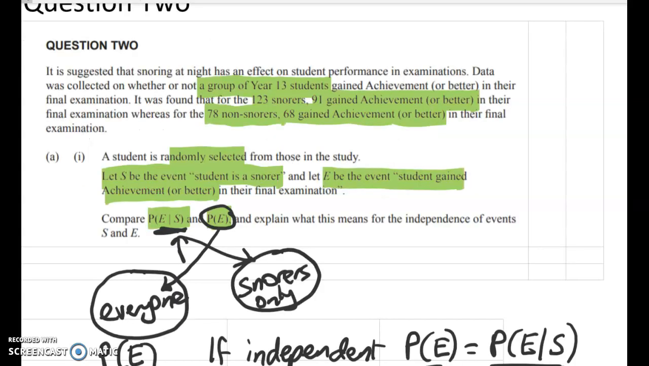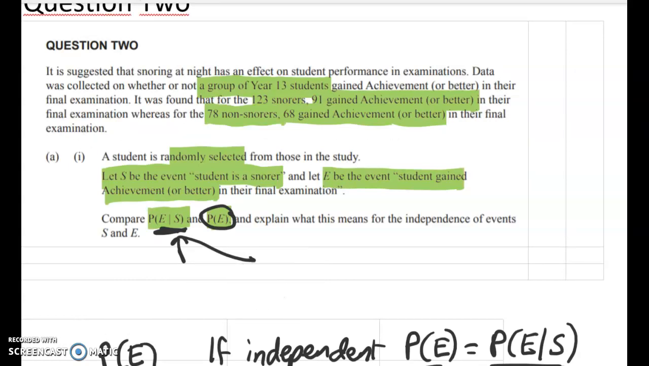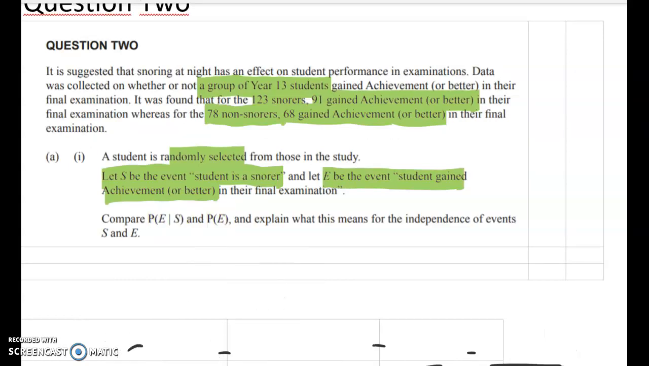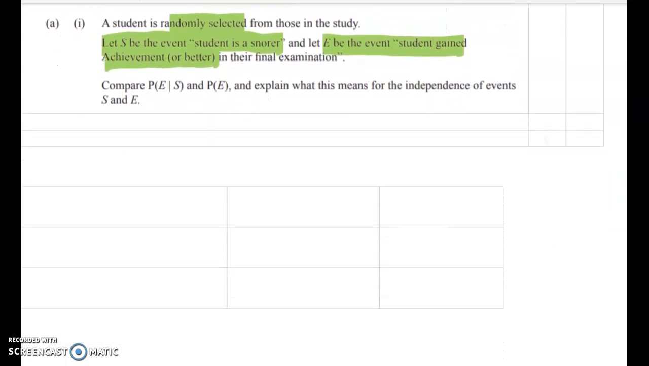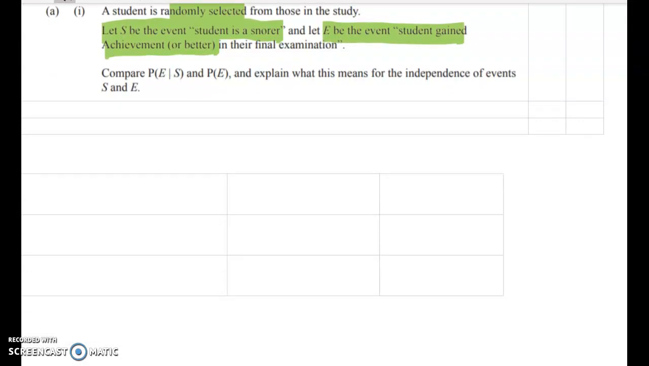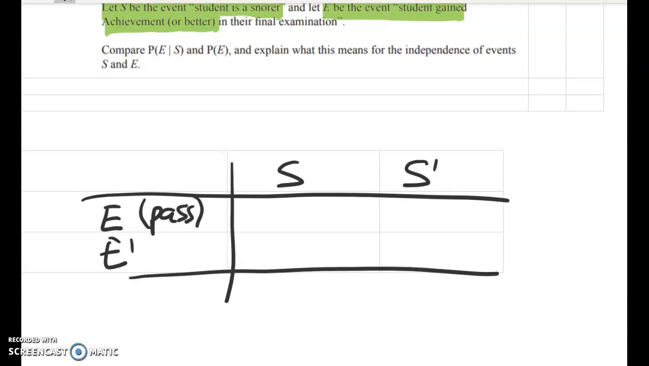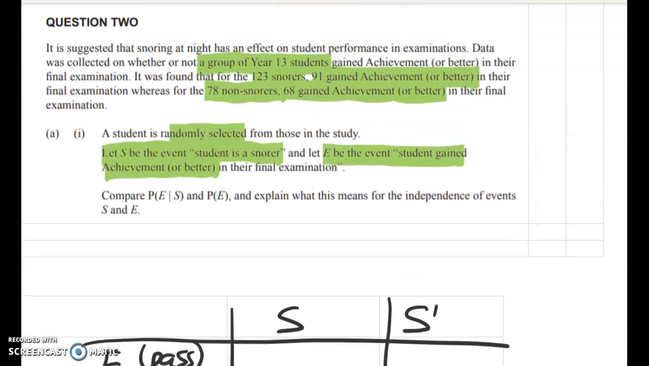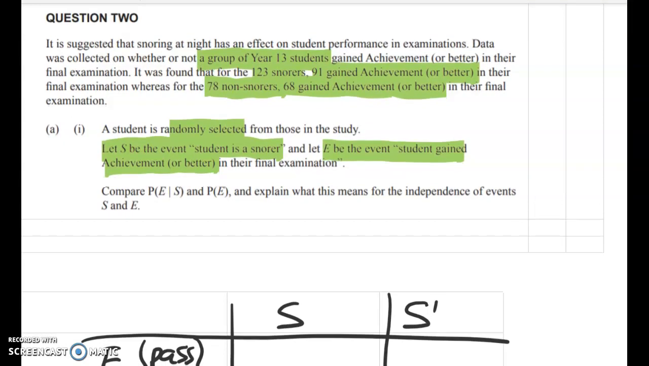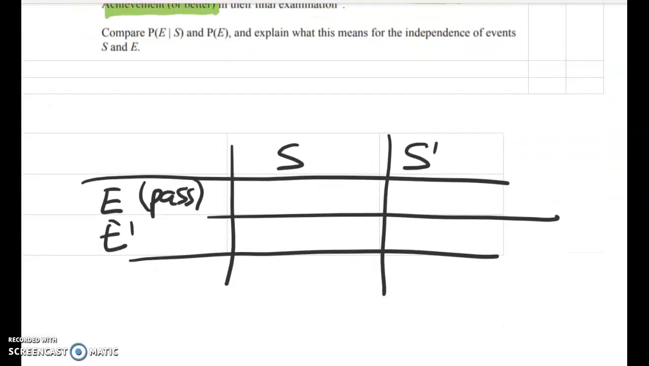So let's go back to the start. Okay, so setting up a table, what I need to do is to take those numbers and plonk them in the right places. So let's do it like this. Here we're going to have students who snore and students who don't snore. Here we're going to have students who pass. I think that's what E is. Yep. And students who don't pass. So the first thing that we can do is to say that we had 123 snorers and we had 78 non-snorers.